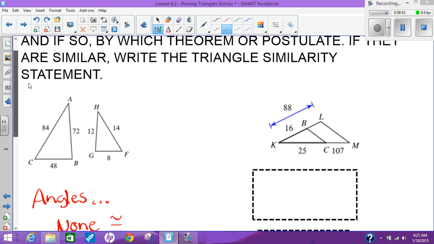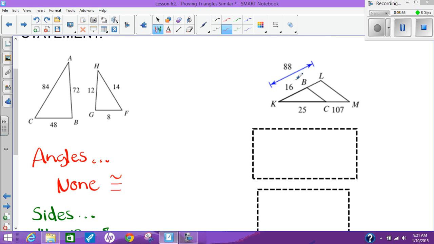Let's move on to this example. It's a little more difficult. We have 2 triangles in here, but it might be hard to see. I always recommend maybe drawing these triangles separate from each other. I have triangle KBC, and I have triangle KLM.